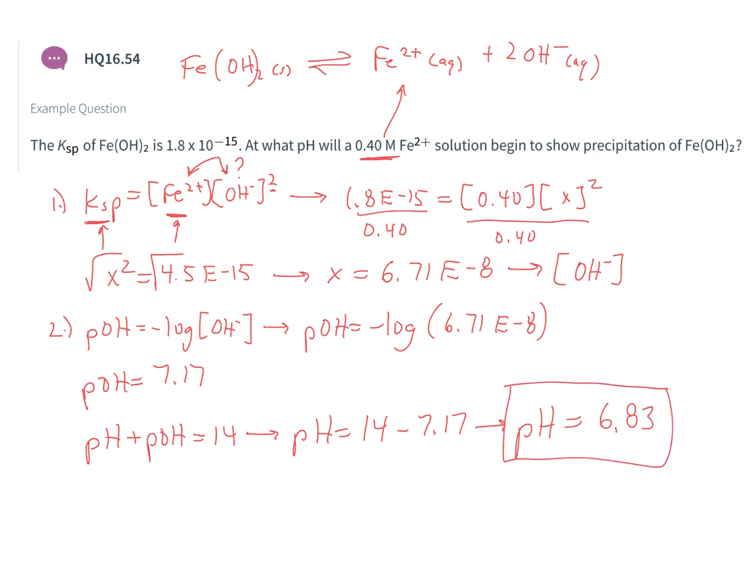As you can see, this is actually an acidic solution. We're below a pH of 7, but that is just a sign of how insoluble iron(II) hydroxide is. At a very low concentration of hydroxide, 6.71 e to the negative 8, we'll start to see precipitation of iron(II) hydroxide. First, we had to find the concentration of hydroxide, knowing the concentration of iron in solution and the Ksp data. From that hydroxide concentration, we could find pOH and subsequently pH of that solution.